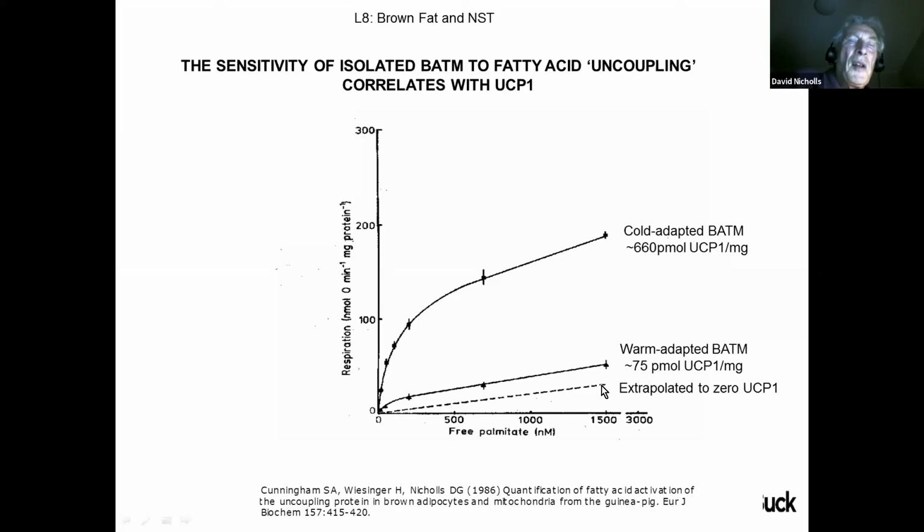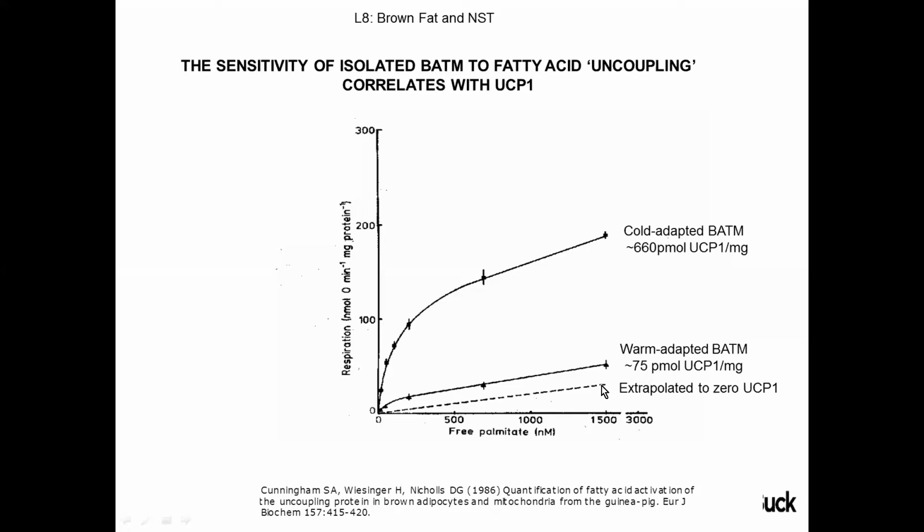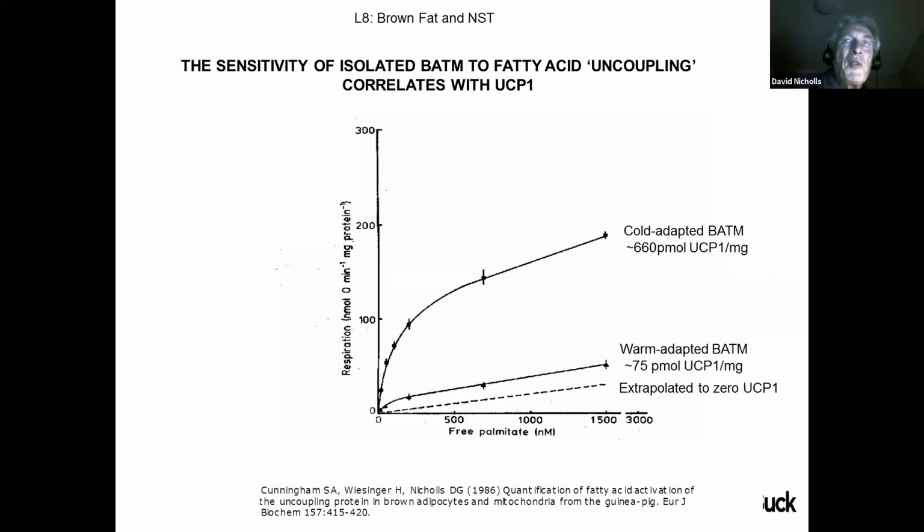So the uncoupling protein sensitizes the mitochondria to fatty acid uncoupling by a factor of about 30. There's a 30-fold decrease in the concentration of free fatty acids required to uncouple the cold adapted mitochondria relative to those lacking the uncoupling protein.